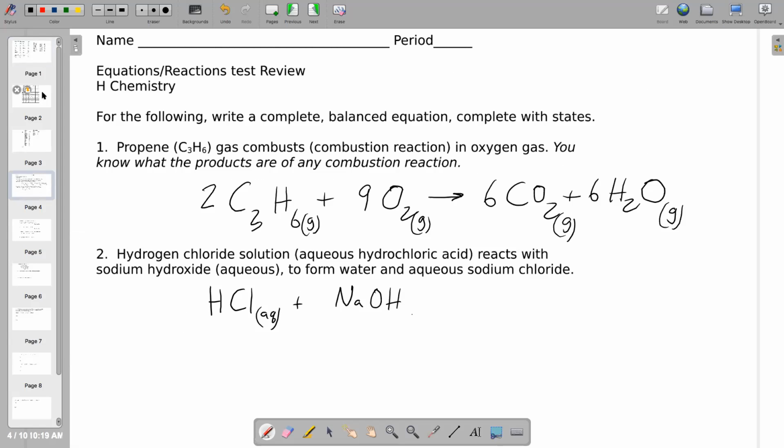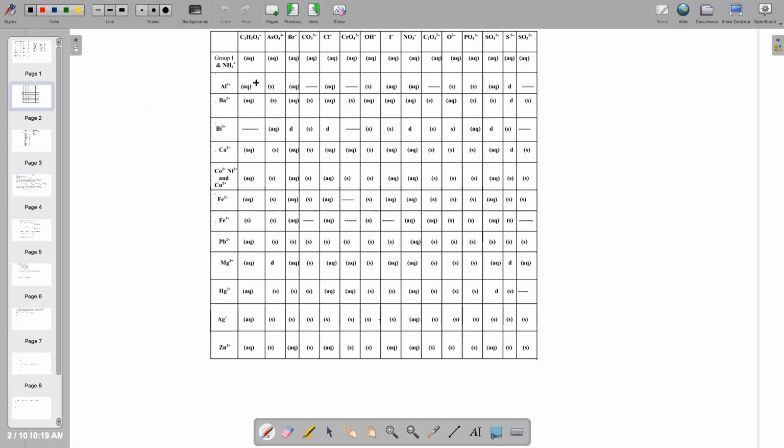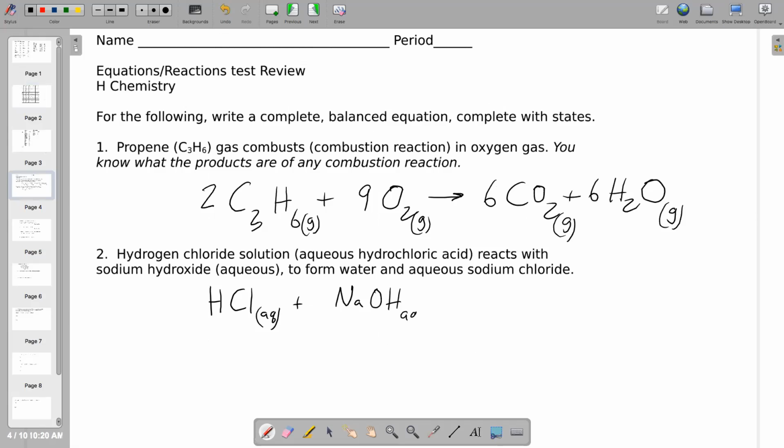And if you want to know if that's soluble or not, it says that it's aqueous, but you can also check on a solubility chart. Sodium is a group 1 element, and all group 1 elements are always soluble no matter what. So sodium hydroxide is actually right here because sodium's in group 1 on the periodic table. So NaOH reacts to make water, which is H2O, and that's a liquid typically, and aqueous sodium chloride, NaCl, aq. And that equation is balanced. There's nothing you have to do. Just one of everything is good.